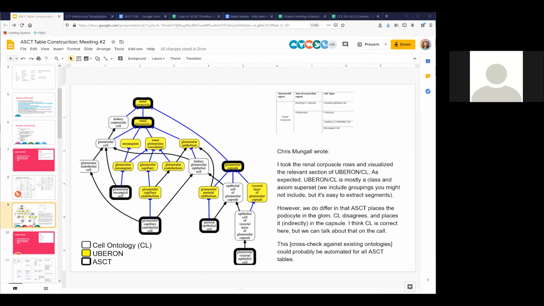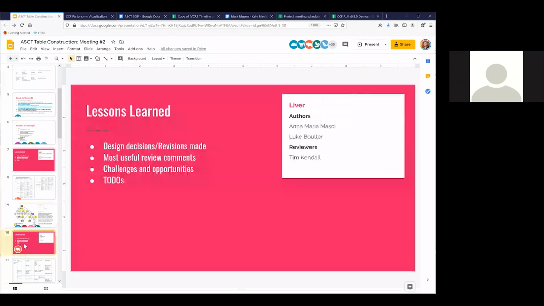So I think it's really great to listen in, and I'm going to continue to listen in. And I think the next organ, just in the interest of time, is the liver. And I think Anna or Luke, who would like to present this one?